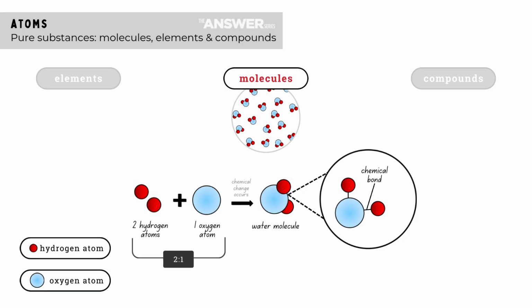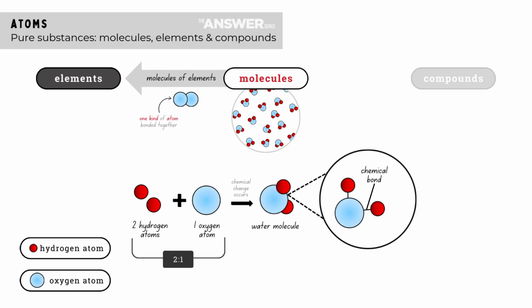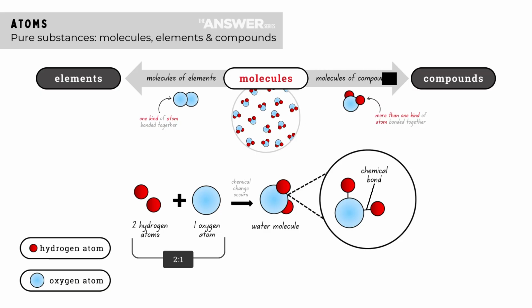Now there are two types of molecules depending on the kind of atoms that bond together. If only one kind of atom bonds together, we call these molecules of elements, because remember, an element consists of only one kind of atom. If more than one kind of atom bonds together, like water here, we call these molecules of compounds.